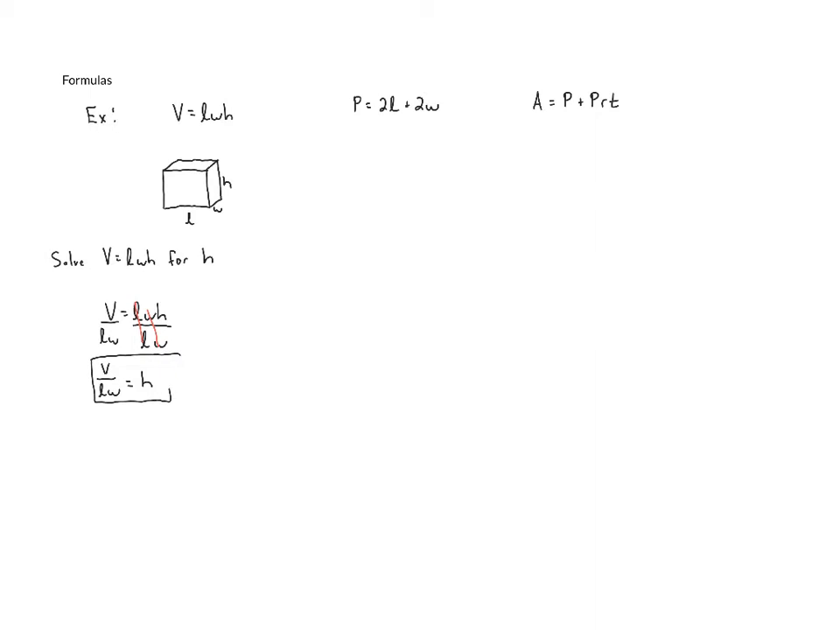This is a great answer. This is perfectly fine. Some students prefer, though, to switch the sides so that the variable they're trying to solve for is on the left. This is also fine. Either of these is a correct answer. Now what we've done here is we've solved for H, so now we know what H is in terms of V, L, and W. This might be useful if we have a rectangular prism and we know the volume that we need and we know the length and the width, but we're trying to figure out the height.